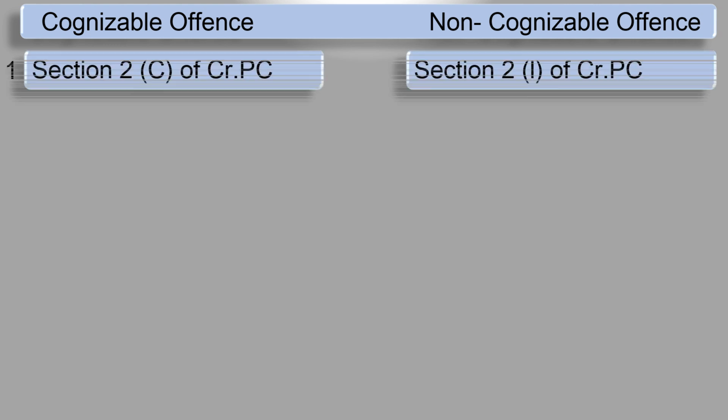The cognizable offense is given in subsection C of section 2 of criminal procedure code, whereas the non-cognizable offenses are given in subsection L of section 2 of criminal procedure code. In my previous video lecture, I have already explained all the definitions of the criminal procedure code.